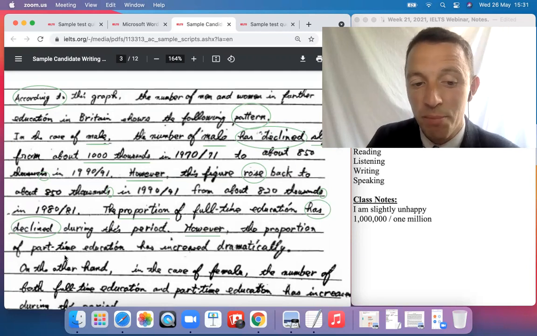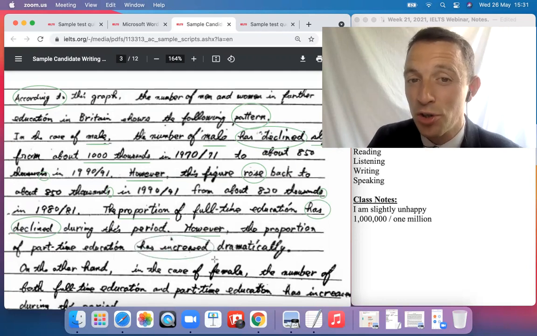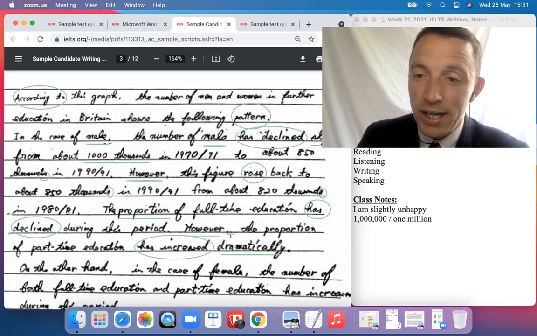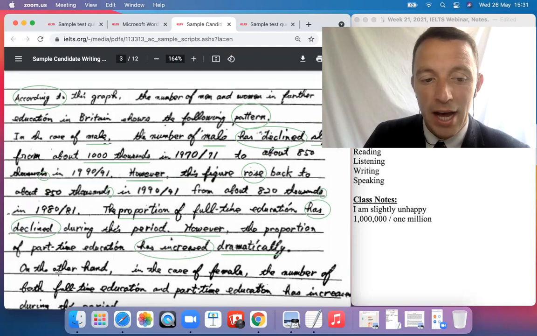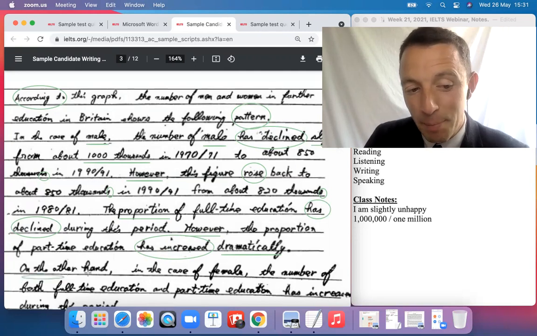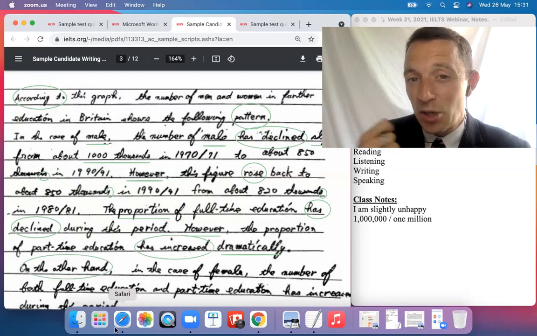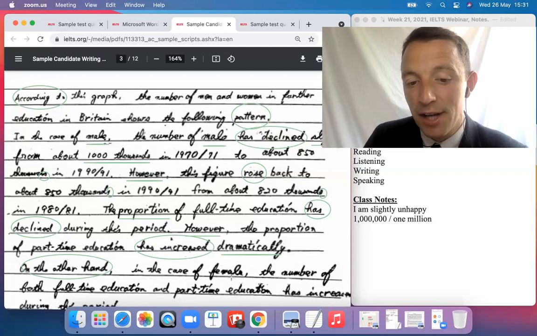Okay, the proportion of part-time education has increased. Again, present perfect, so another good structure, and dramatically. So slightly first and dramatically second. So this is very, very good and quite good use of the vocabulary again. So if we continue, on the other hand, again, this is a typical linker. Not too difficult, but very basic. But again, it's a good linker and it's necessary to use the linkers appropriately. In the case of female, so the error here, I think, will be very similar to the error above.